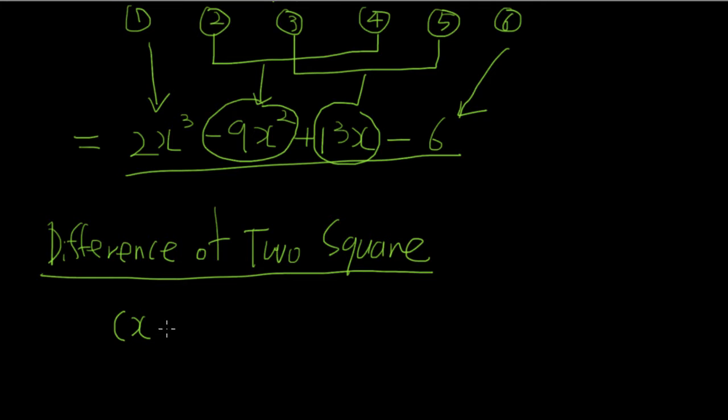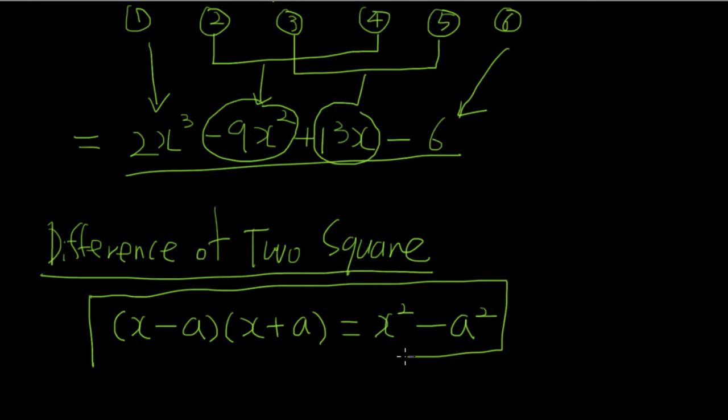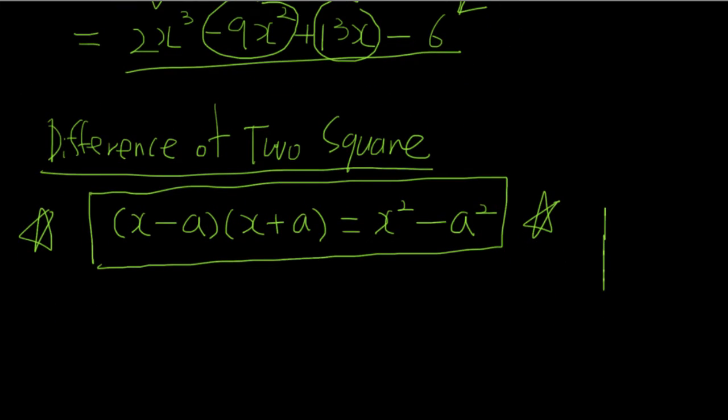(x minus a)(x plus a) equals x squared minus a squared. Now that formula right there, that you will use many times before you finish this course, is called difference of two squares. I want you to memorize this formula. But if you really take a look, this is nothing more than just simple multiplication.